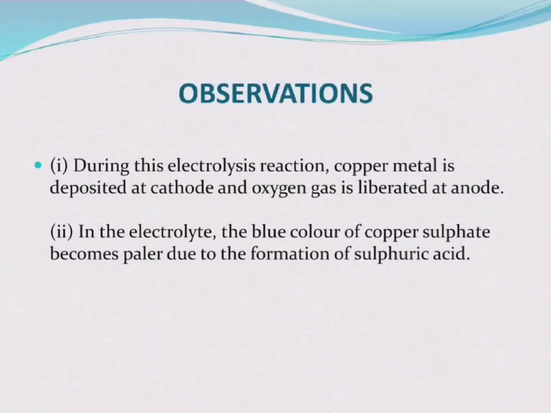So, as a result of this absorption of electricity, the observations from this experiment are: during this electrolysis reaction, copper metal is deposited at the cathode and oxygen gas is liberated at the anode. Also, in the electrolyte, the blue color of the copper sulfate becomes paler due to the formation of sulfuric acid.